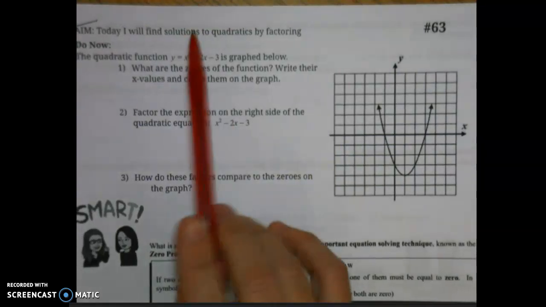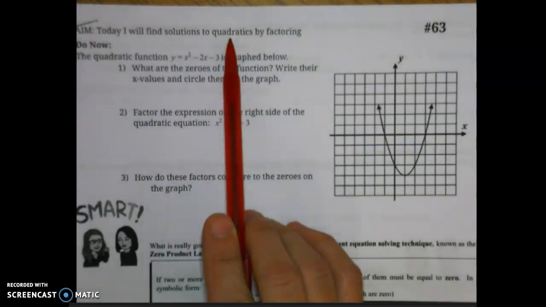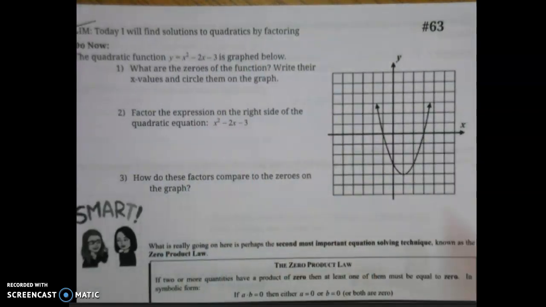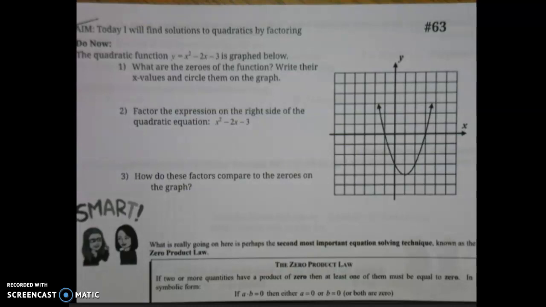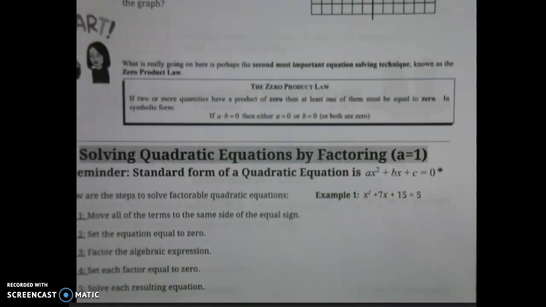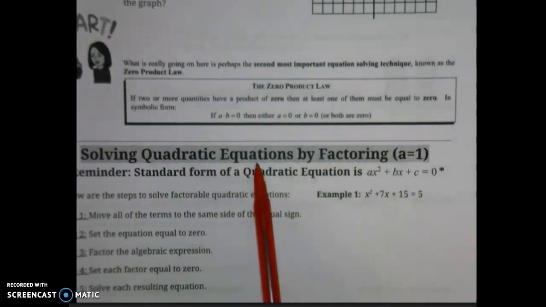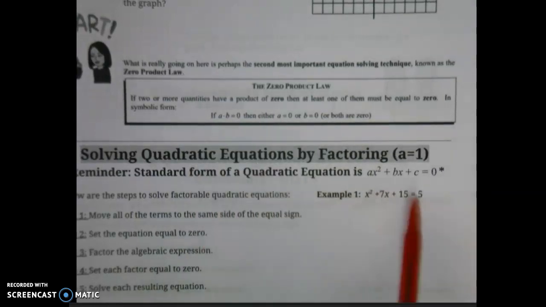Today we'll be working on finding solutions to quadratics by factoring. So if you're in my class, it's lesson number 63 and will be on the bottom of the page. Okay, so what we're going to be looking at today are quadratic equations. And here's an example of a quadratic equation down here.